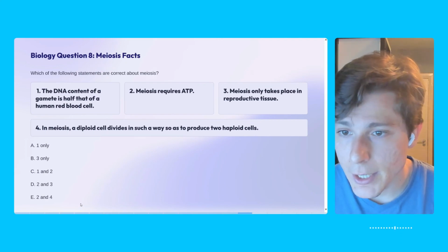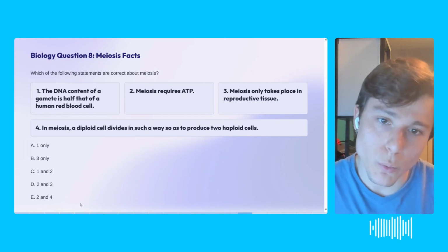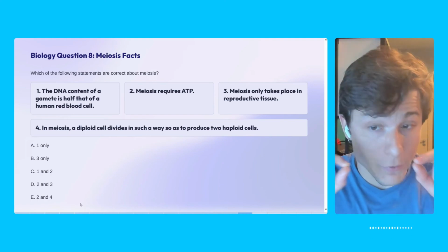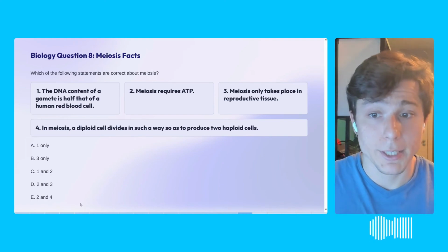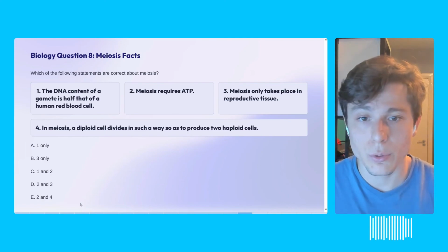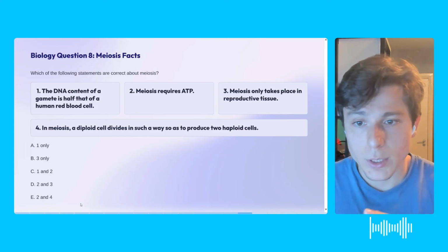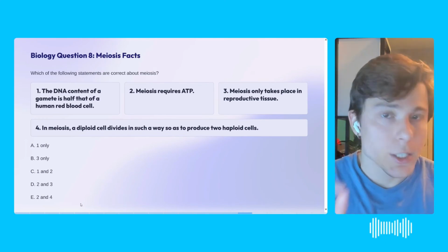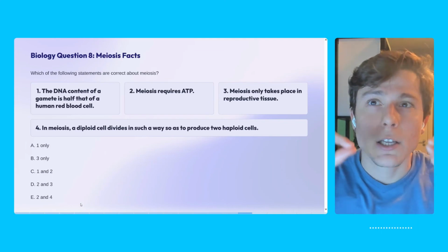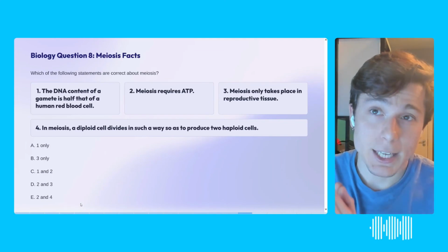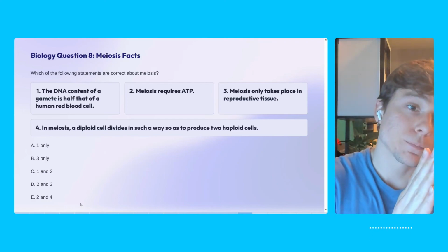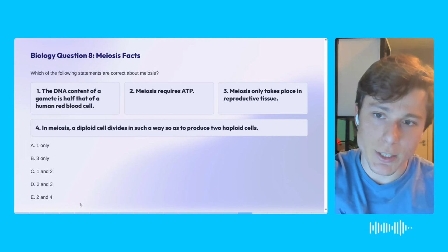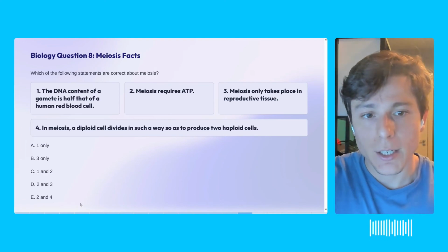Okay, and in meiosis, a diploid cell divides in such a way so as to produce two haploid cells. If you read it very fast, you're probably going to think that is correct. Okay, so yeah, meiosis is going to diploid to double the DNA, divides into two other haploids, so half of the DNA, but it's not correct. It's important to remember the way the meiosis happens, it has to first happen mitosis and then the meiosis itself. Okay, so the meiosis has these 3 stages. So in the end, we're gonna have 4 haploid cells.